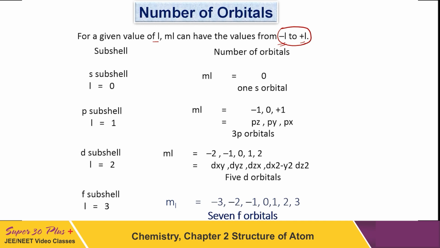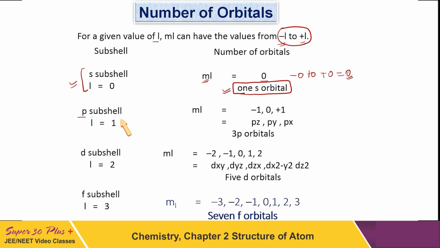Students, every quantum number is associated with its previous quantum number. For example, in the s subshell, the value of l is 0. What is the value of the magnetic quantum number? It is 0, because it lies from minus l to plus l, so minus 0 to plus 0, which is 0. And this is one s orbital. So in the s subshell, only one orbital is there.